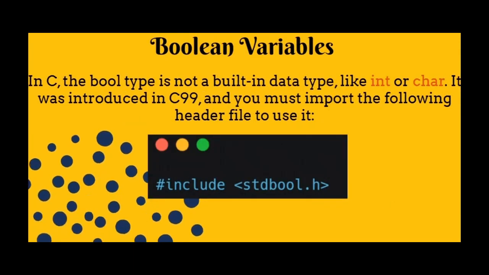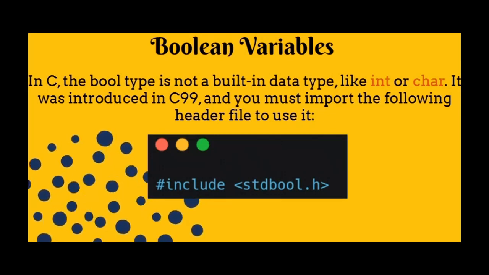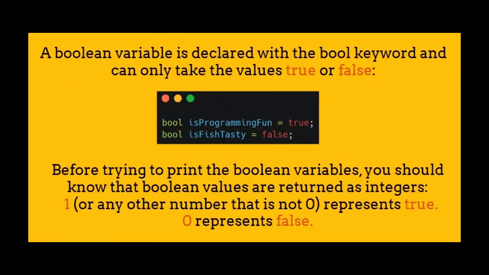Boolean variables. In C, the bool type is not a built-in data type, like integer or characters. It was introduced in C99, and you must import the following header file to use it. A Boolean variable is declared with the bool keyword and can only take the values true or false.